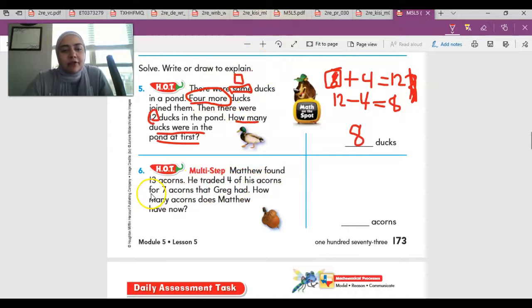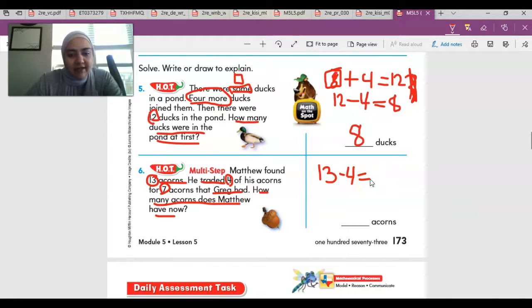Matthew found 13 acorns. He traded 4 of his acorns for 7 acorns that Greg had. How many acorns does Matthew have now? Well, he found 13, but he traded 4 of those 13. So what is... He had 13, he traded 4 of those 13. So what is 13 take away 4? 9, very good. So 9 were not touched, but 4 were exchanged.